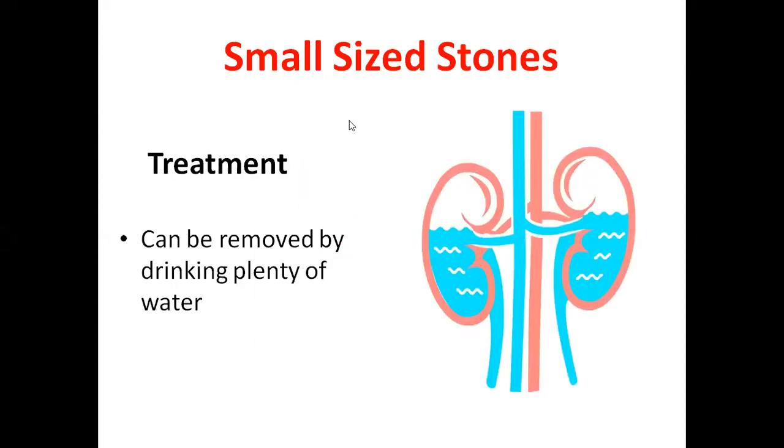As I have already discussed, treatment depends upon the size of the stone. So in case there are small sized stones accumulated inside the kidneys, the treatment is simply taking plenty of water. The small sized stones can be simply removed out of the kidneys by drinking a large amount of water. When we drink a large amount of water, the stones present in the kidney move out of the kidney along the urine and move out of your body.